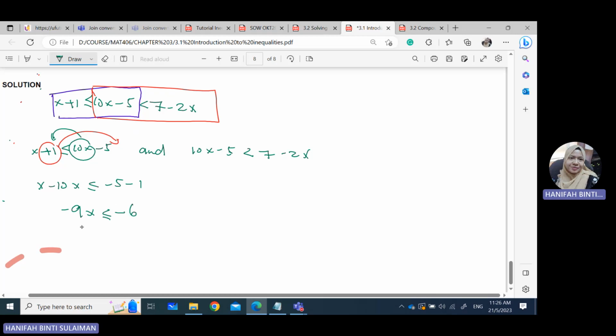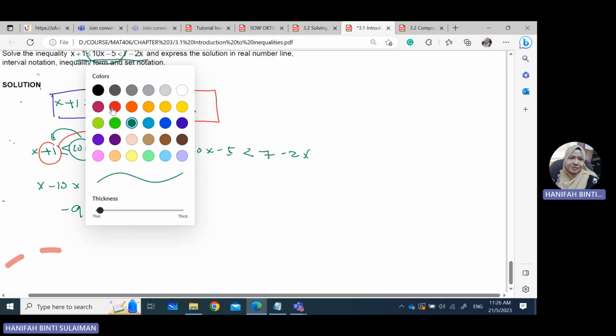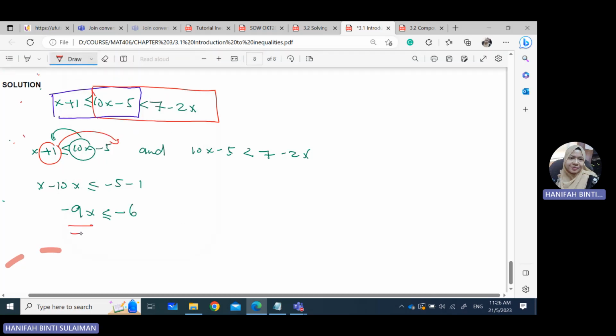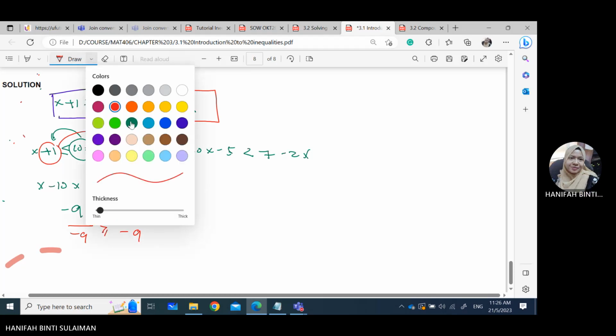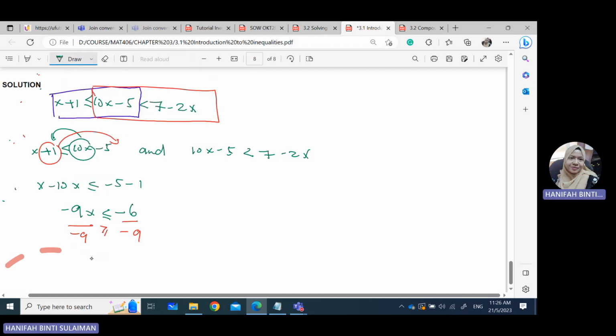Okay. So kat sini nak selesaikan negative 9x, kita bahagikan dengan negative 9 left hand side and right hand side. Negative 9, bukan 6 negative 9. Dan yang ini akan berubah from less than or equal, then we have greater than or equal. Okay, so here we have x greater than or equal 2 over 3.